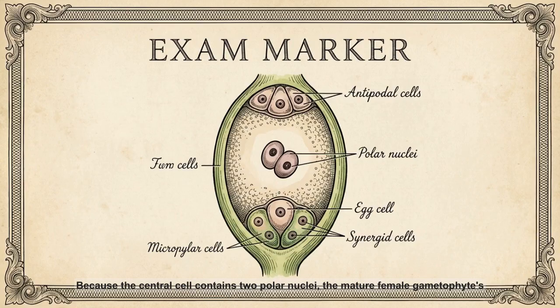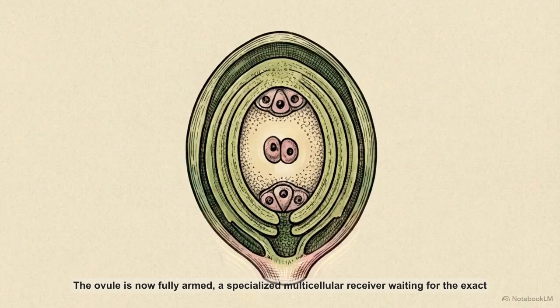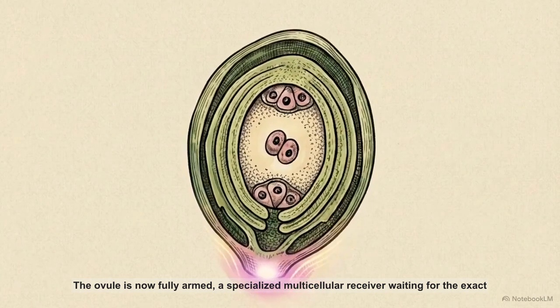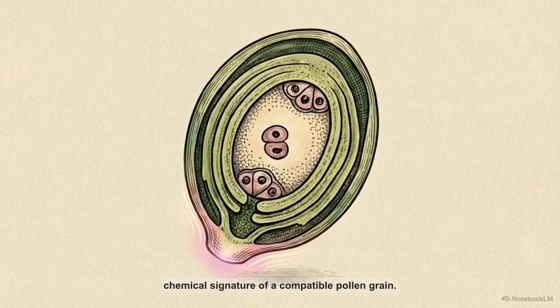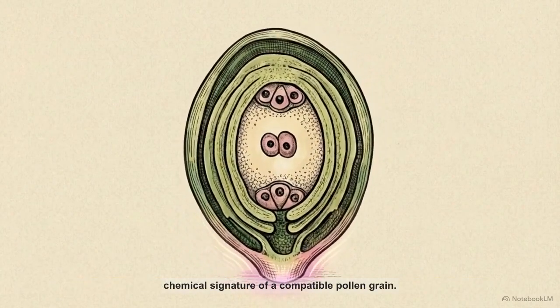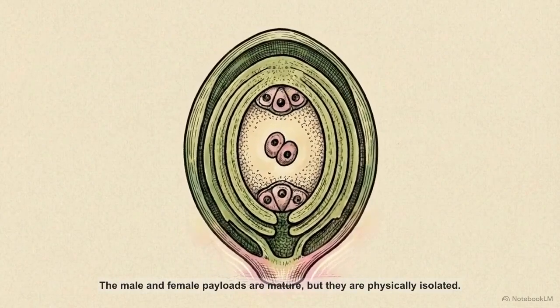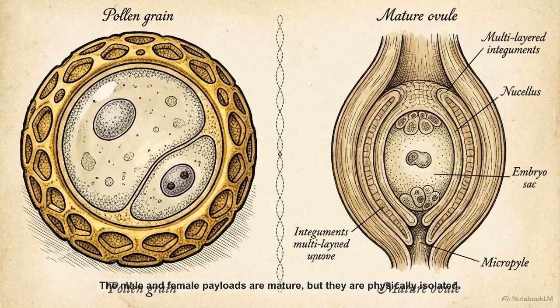Because the central cell contains 2 polar nuclei, the mature female gametophyte's final architecture yields a specific count, 7 distinct cells, housing exactly 8 nuclei. The ovule is now fully armed, a specialized multicellular receiver waiting for the exact chemical signature of a compatible pollen grain. The male and female payloads are mature, but they are physically isolated.